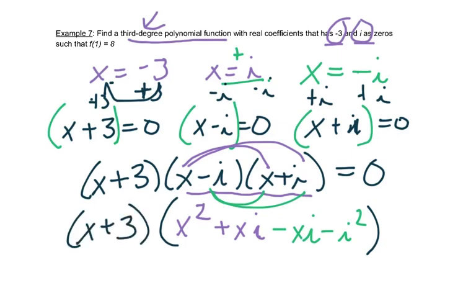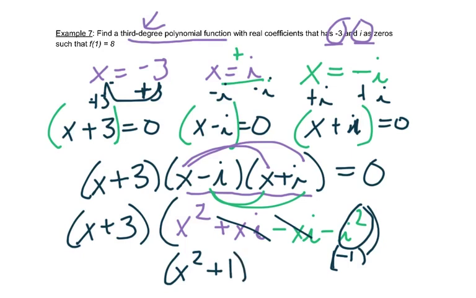So let's do some simplifying. Here, that cancels out because it's positive xi and minus xi. Here, i squared is the same thing as -1. So we have negative 1. So that tells me that this is really x squared plus 1 and x plus 3. So now we need to multiply those together. Still equals 0. So let me get us some more space and then we'll keep going.